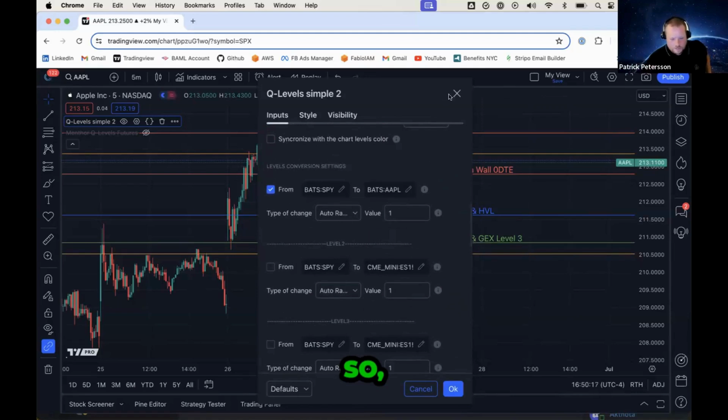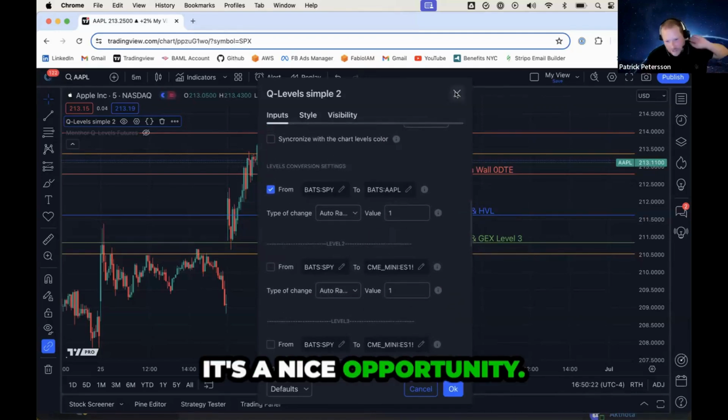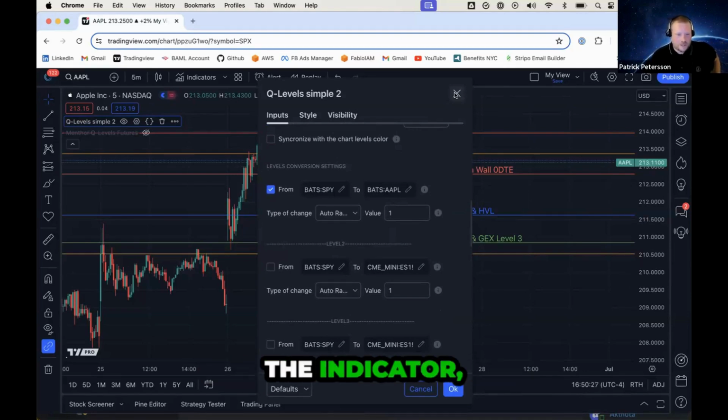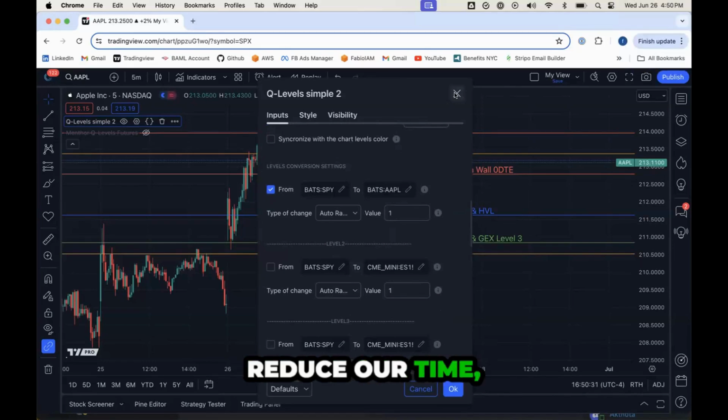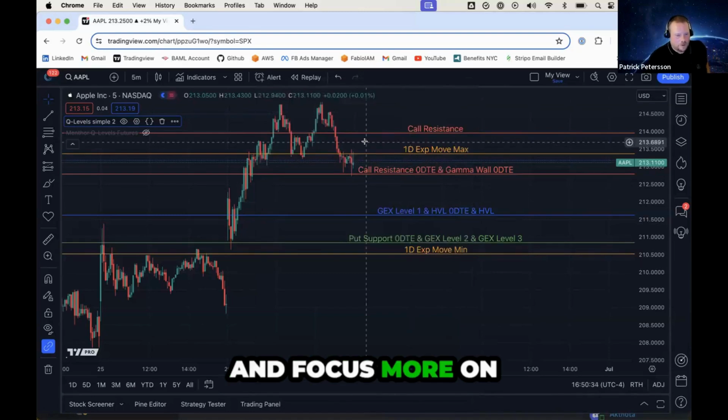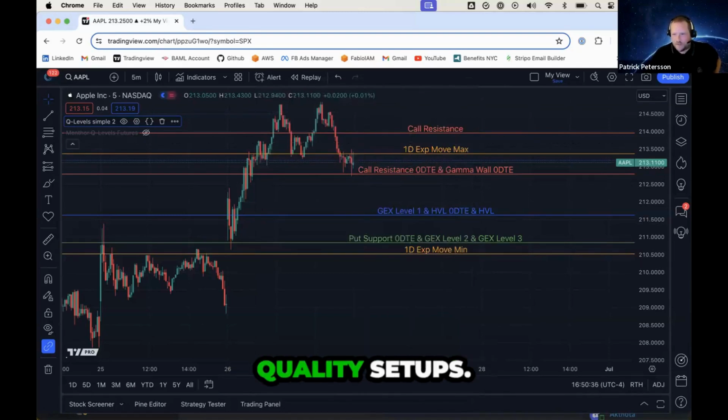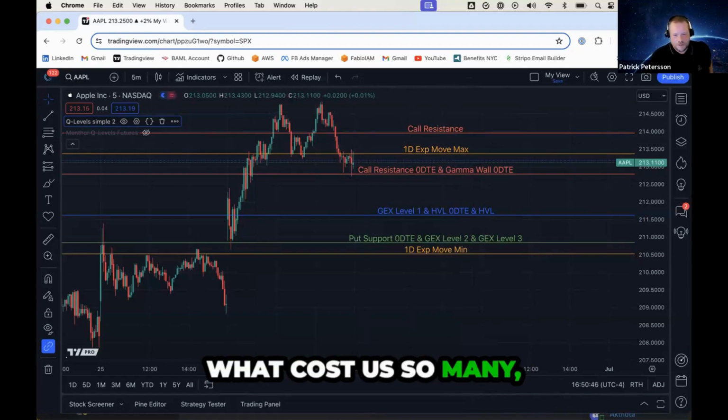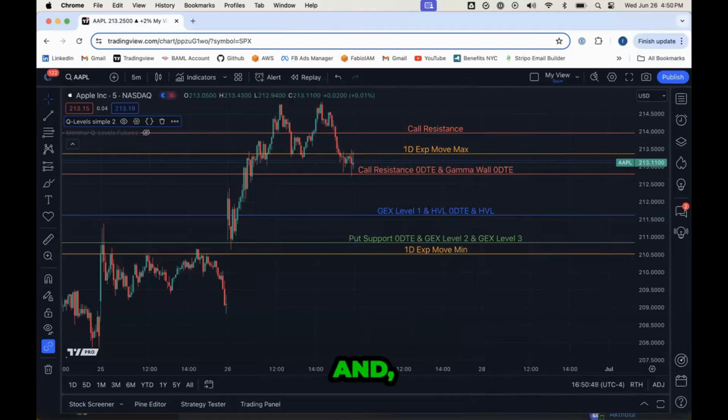Yeah, I like it. So as I said a few days before, it's a nice opportunity. It's good. So there's no more questions about the ratio. The indicator does the job for us. So yeah, everything that reduces our time lets us focus more on trading, on finding quality setups. So we don't need anymore to spend maybe 10 minutes, 5 minutes on Excel sheets or all the crazy stuff that cost us so much time. For this reason, perfect. Yeah, exactly.